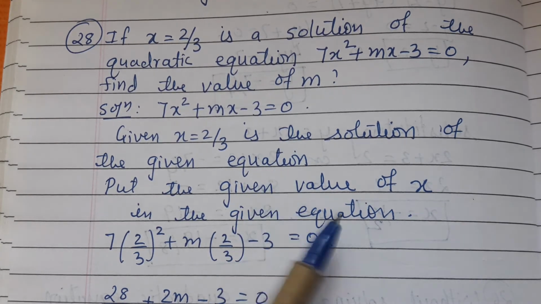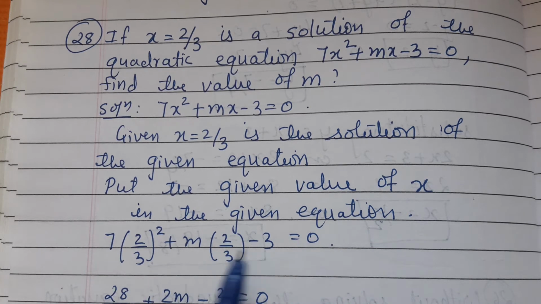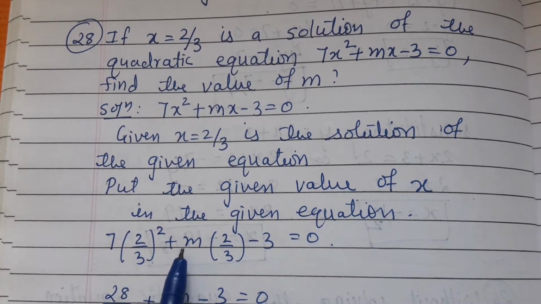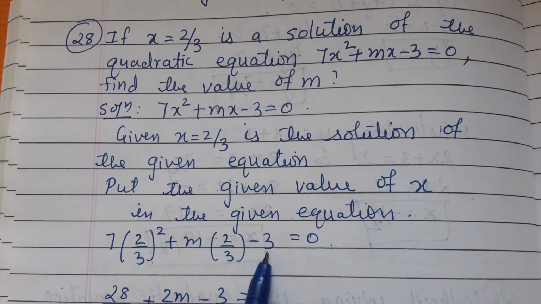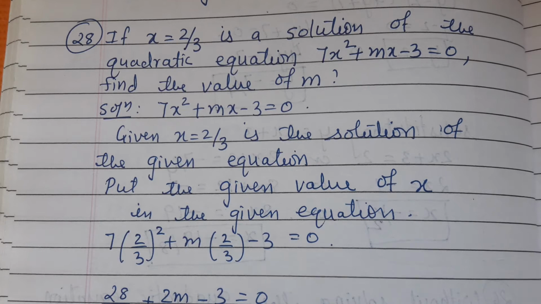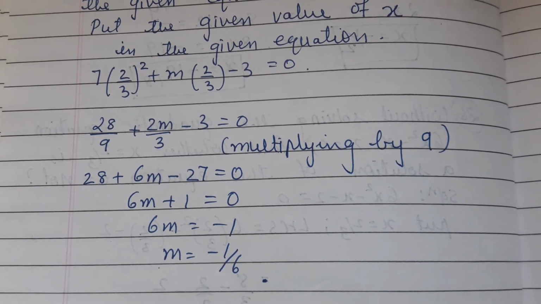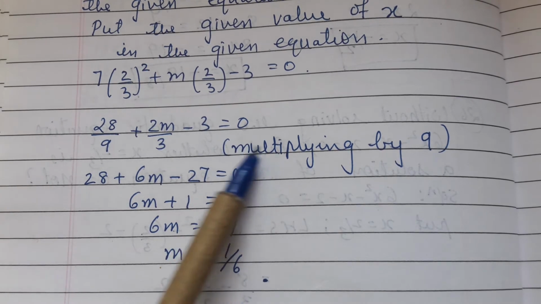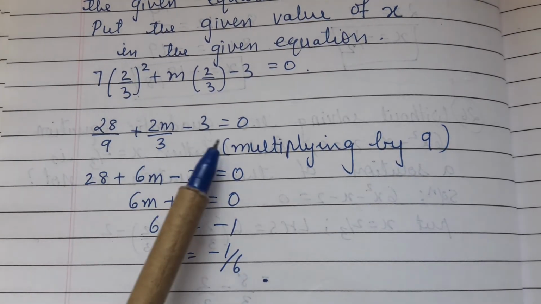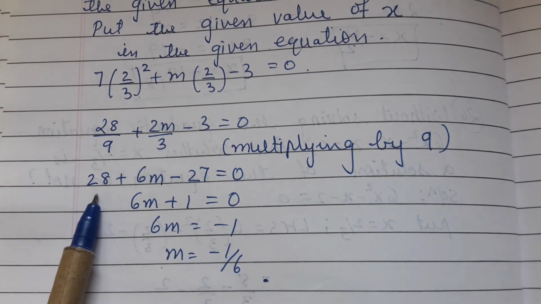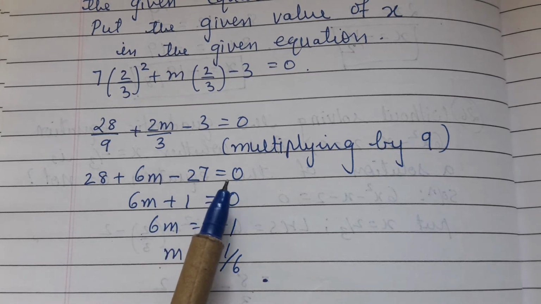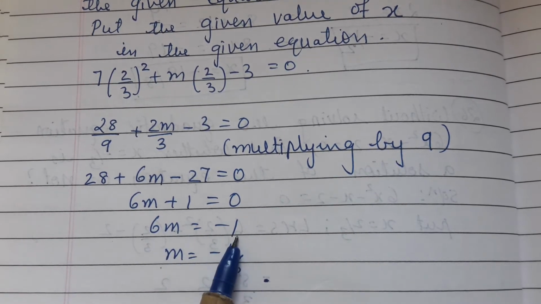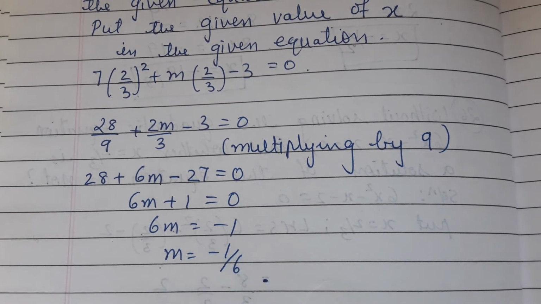When we substitute the value x is equal to 2 upon 3 in this equation, the right hand side will be 0. So we get 7 into 2 upon 3 the whole square plus m into 2 upon 3 minus 3 is equal to 0. So 28 upon 9 plus 2m by 3 minus 3 is equal to 0. Since the LCM of the denominators is 9, multiply all sides by 9. We get 28 plus 6m minus 27 is equal to 0. So 6m plus 1 is equal to 0, 6m is equal to minus 1, m is equal to minus 1 upon 6.